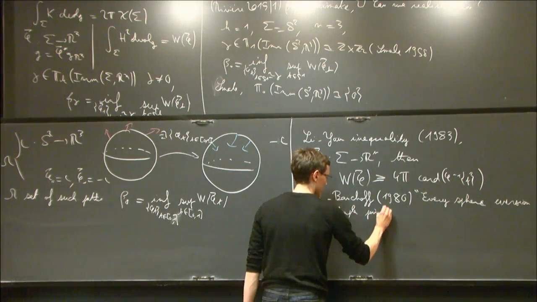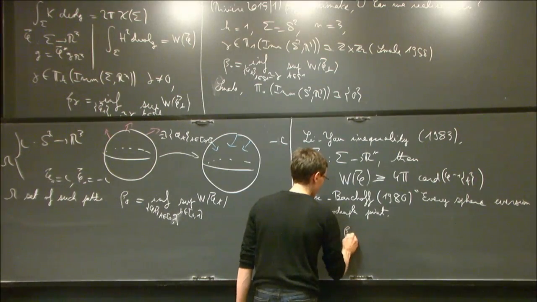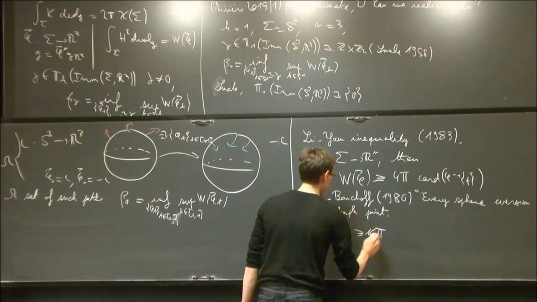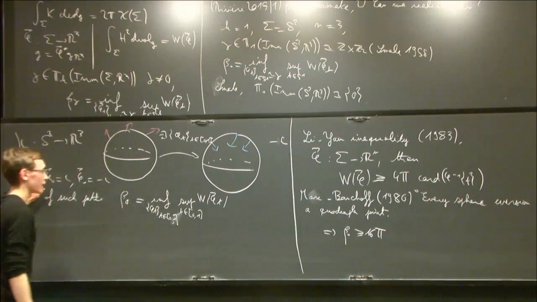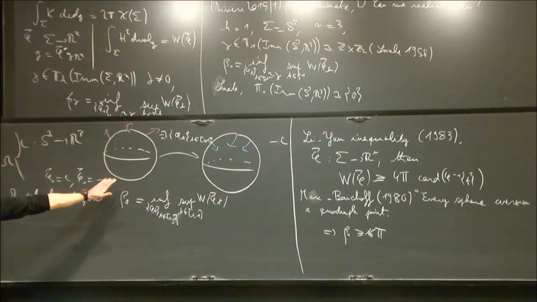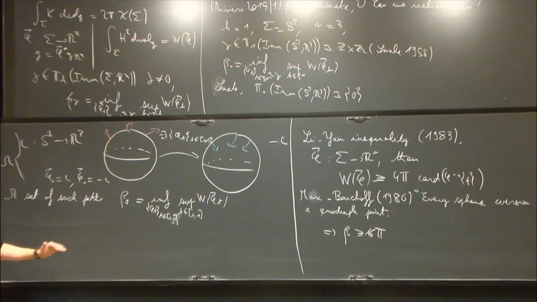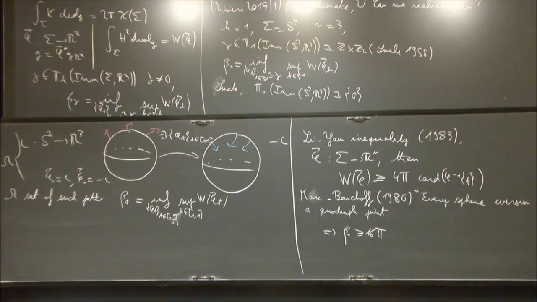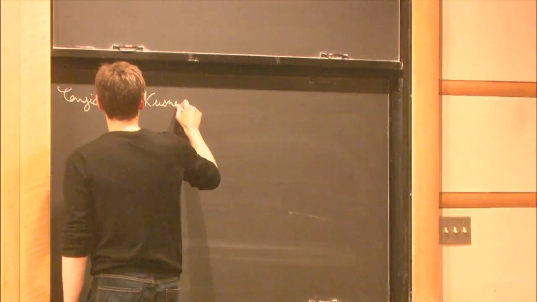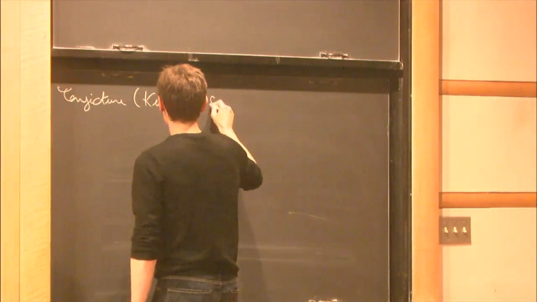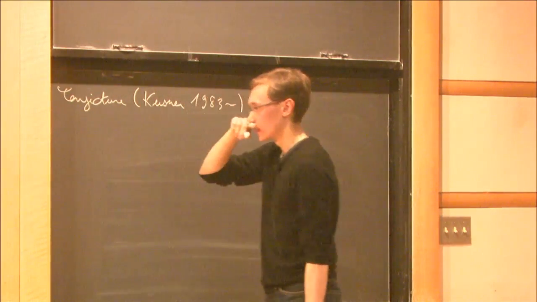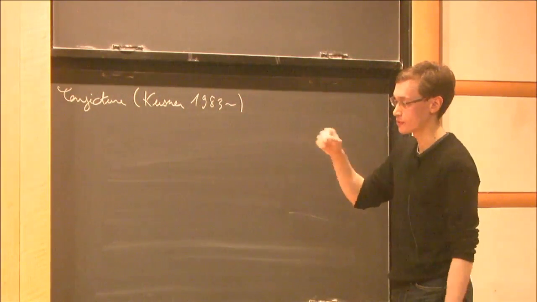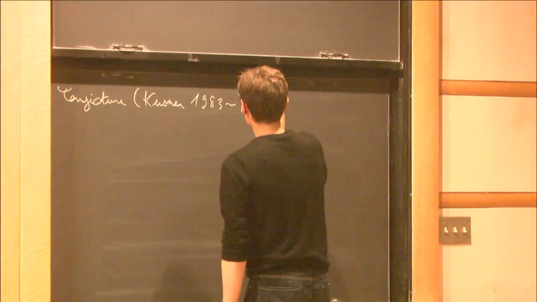Double point. So it implies that beta zero is at least 16 pi. And one can also check that the Willmore energy of the sphere is equal to 4 pi. So we get, if we remember that classical mountain pass, then it fits into this general framework. And it was conjectured by Kusner that we have equality. So I should put something like beginning of the 80s, because it appeared before Bryant's paper was published, that we have equality here.